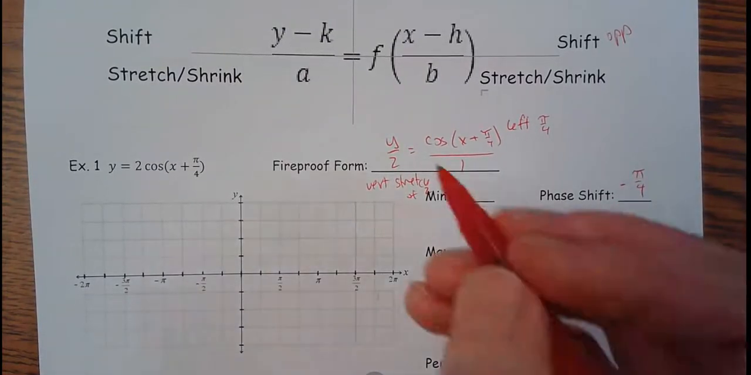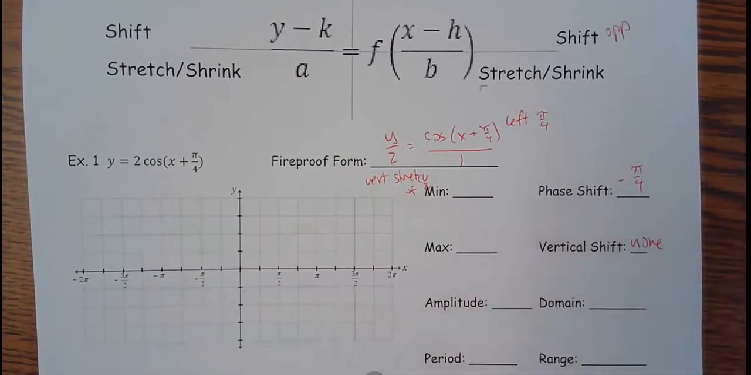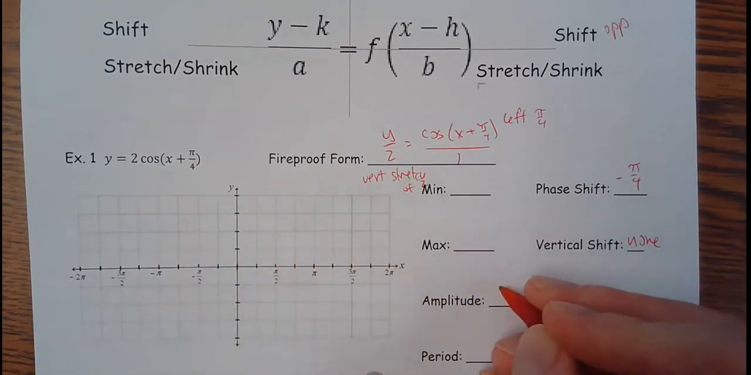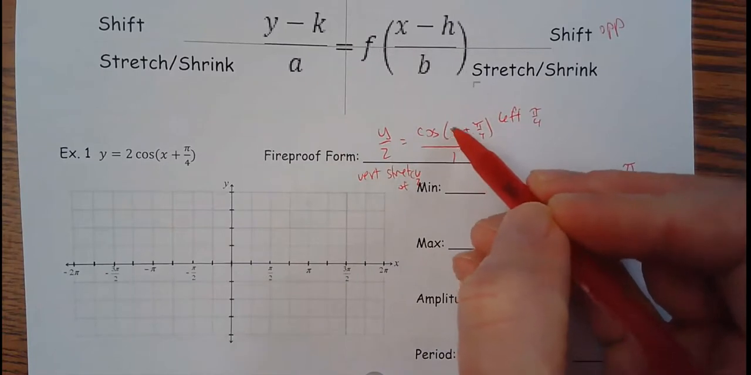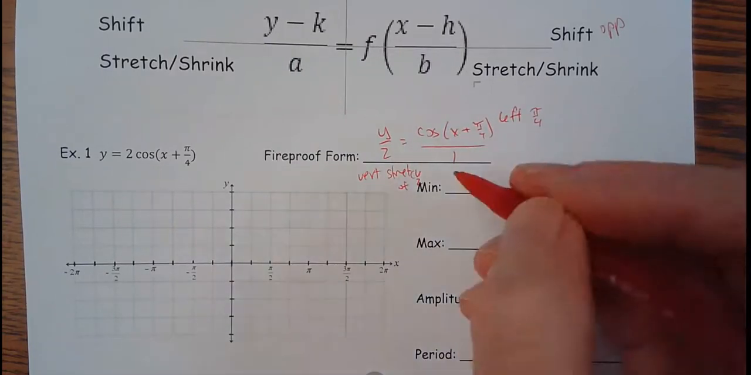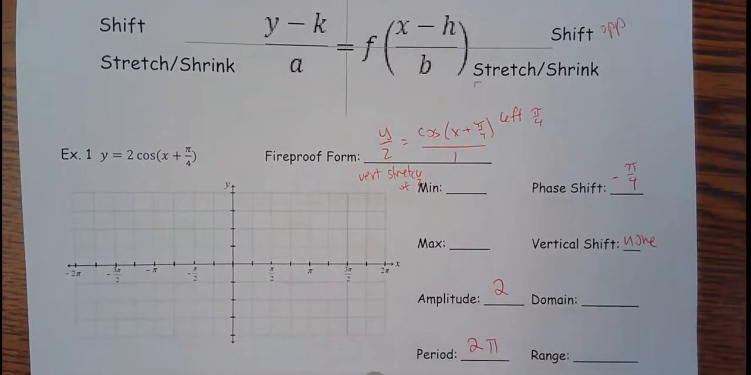Vertical shift, there was none. There's no number here, so we just put none. The amplitude, because there was a vertical stretch of 2, the amplitude is going to be 2 in both directions. If I look at the period here, there was no number inside there with it that would affect it, so the period is going to be normal. Normal cosine period is 2 pi.